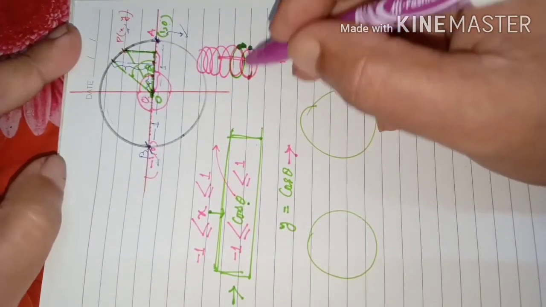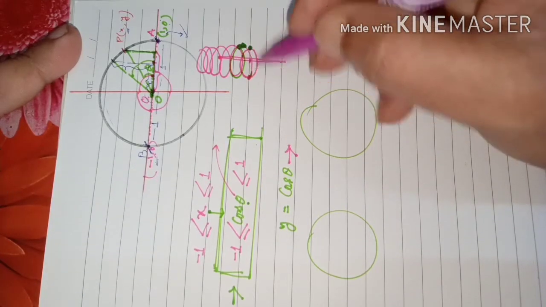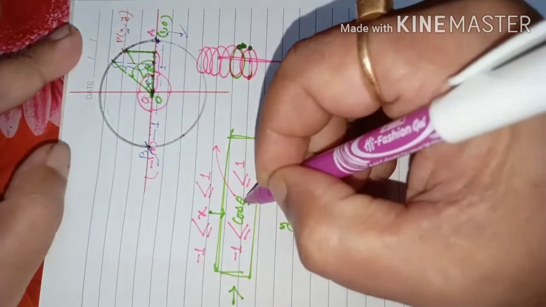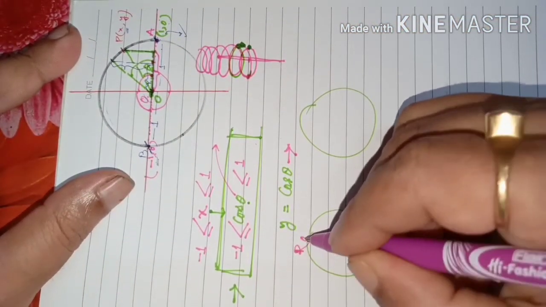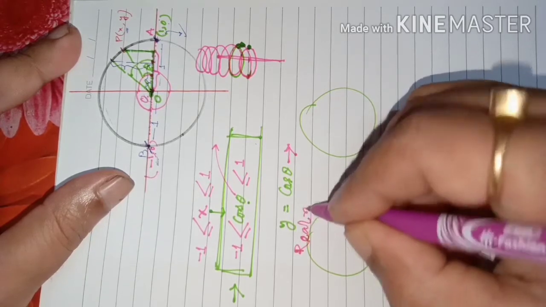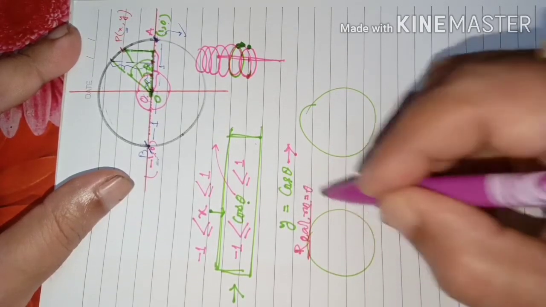Means π is a real number, 2π is a real number, π/6, π/3, π/4, all these are real numbers. So it can represent any real number. So then our domain is any real number. Real numbers domain means we are talking about theta.